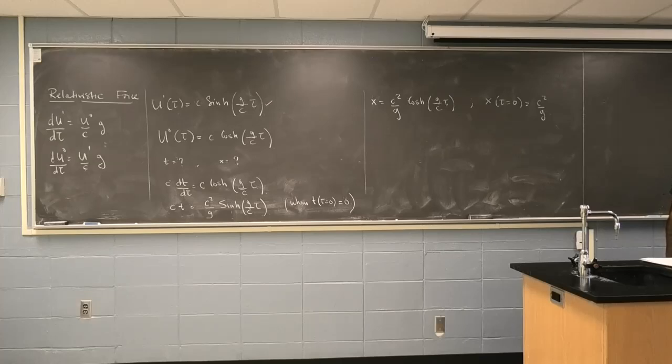Wait, but wouldn't the constant, if proper time equals 0, x equals 0? Yeah, it would be minus c squared over g. Minus c squared over g. I'm just pushing everything away to.